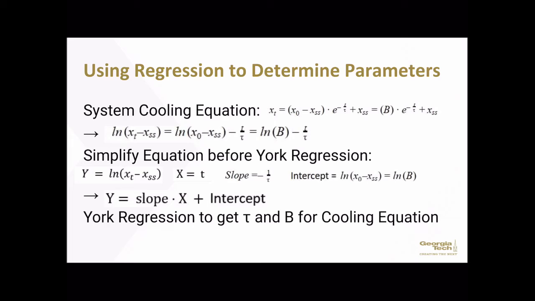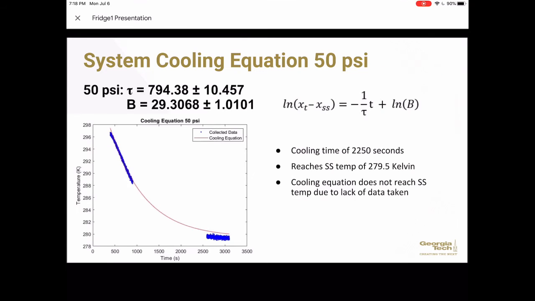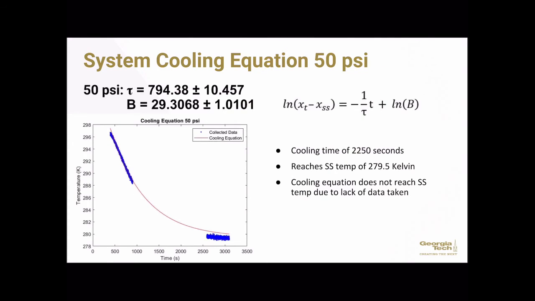Our Y is the difference between the steady state temperature and the current temperature. Our X is the time, and our slope is determined from the York regression to determine the tau, and same with our intercept to determine the B. We got the tau of 800 with a high uncertainty due to the lack of data given, and it had a cooling time of roughly 2,250 seconds.